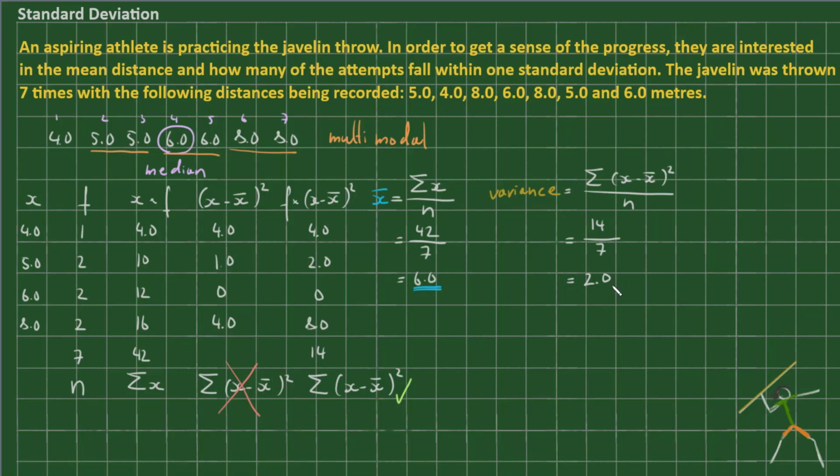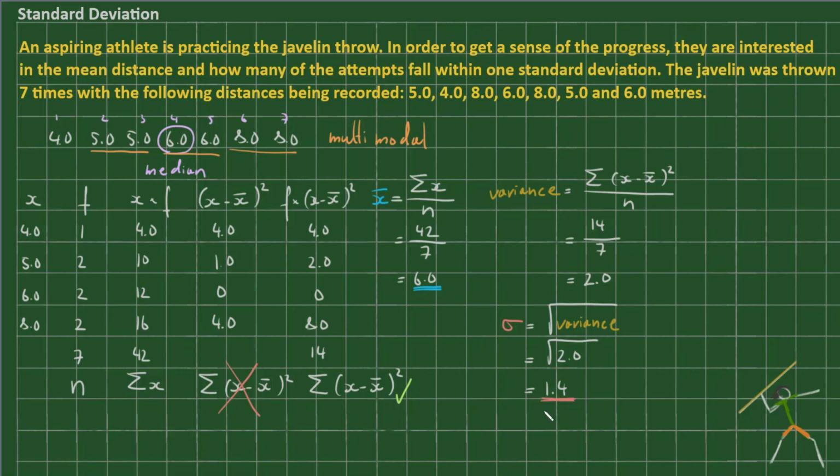Now I can calculate the standard deviation. The formula for standard deviation is sigma equals the square root of the variance. And again, I can substitute. I can write the square root of the variance, which is 2.0. And if I calculate that, I will get 1.4. This means that the standard deviation is 1.4 meters.